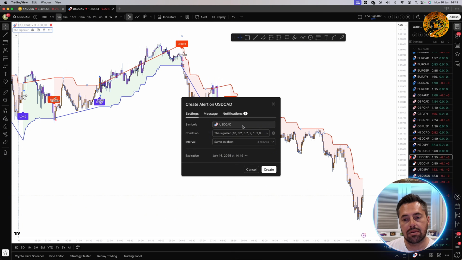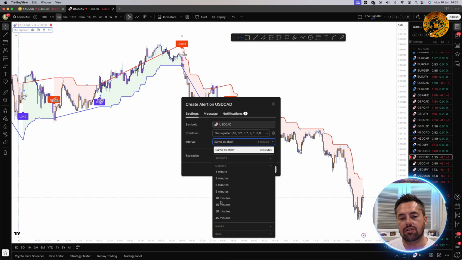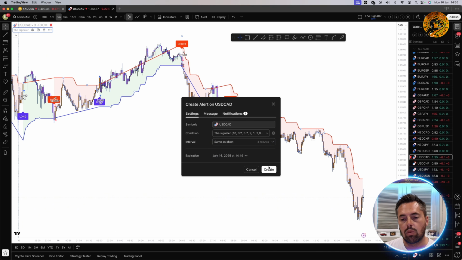Now, as you can see, the symbol is currently on USD CAD, and I have the alert set to 3 minutes, as that's the time frame I like to trade on. So if you're going to change anything, it's just going to be the different time frames that you can trade on. Once you've done that, click create, and then you will have alerts coming through to your phone, to your iPad, in the trading app, to your email, however you want it. You will be alerted and you can start trading.